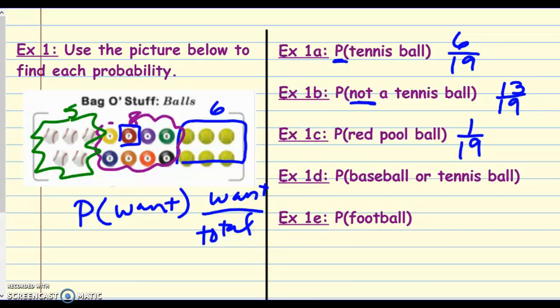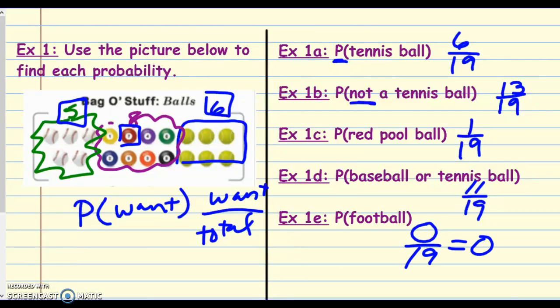And how about example D? If we reached in and got a baseball or a tennis ball, again, we still have 19 in that bag, but how many are either a baseball or a tennis ball? We have our 5 and our 6, which makes 11. And then last example of our probability, take a look at the bag. How many footballs are in it? There are 0 footballs in that bag of 19, so we have absolutely 0% chance of pulling a football.